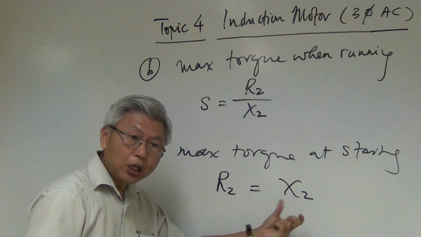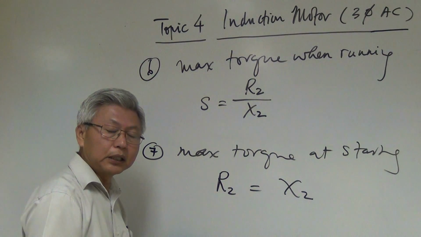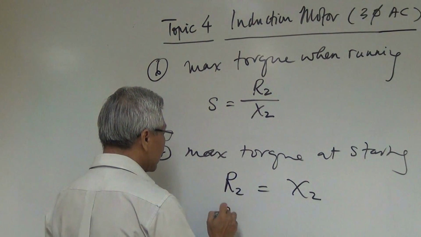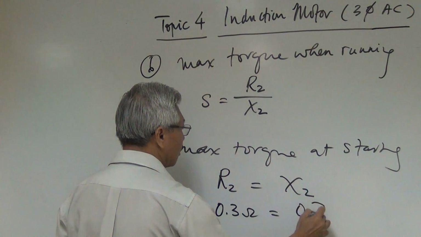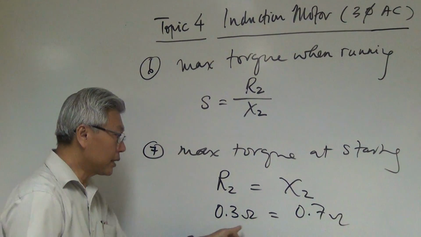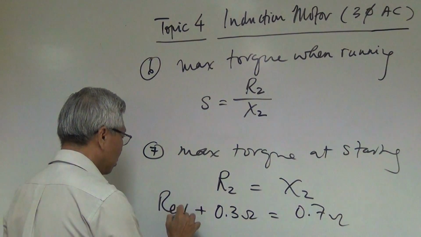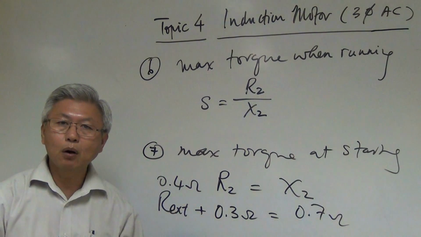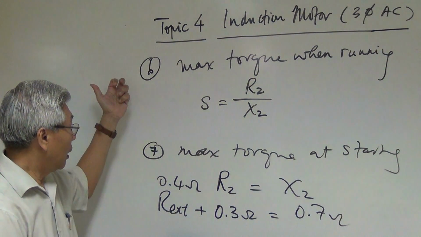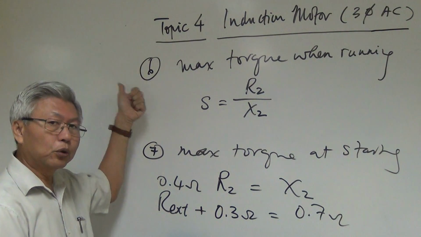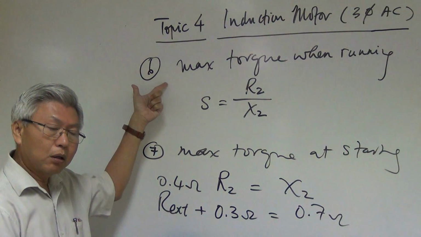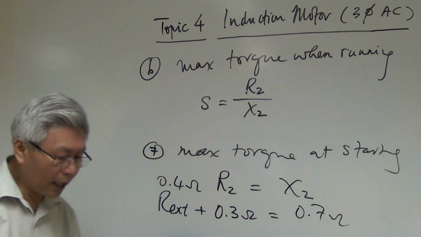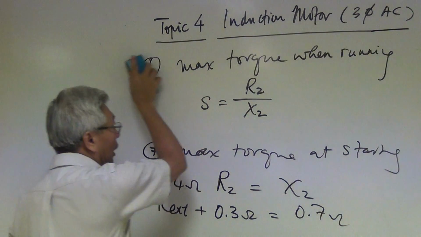If they are not the same, you add an external resistance to make them the same. For example, if this is equal to 0.3 ohm and this is equal to 0.7 ohm, they are not the same, right? How to make them the same? You add an external resistance to it, which is 0.4 ohm. Right? You make them the same, and then the maximum torque will occur. So that is the part 2, which is how to find the rotor current, what is the condition for maximum torque, what is the condition for maximum starting torque. Right? So let's try some questions on these 3 new facts.